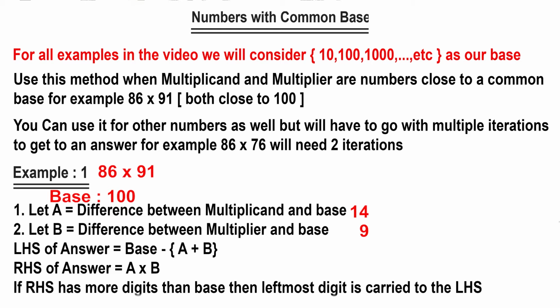Now to get the left-hand side of the answer, we do the calculation base minus A plus B, which in our case is 100 minus 14 plus 9, which is 77. Similarly, to get the right-hand side of the answer, we do A multiplied by B, which is 14 multiplied by 9. So we have the right-hand side as 126.